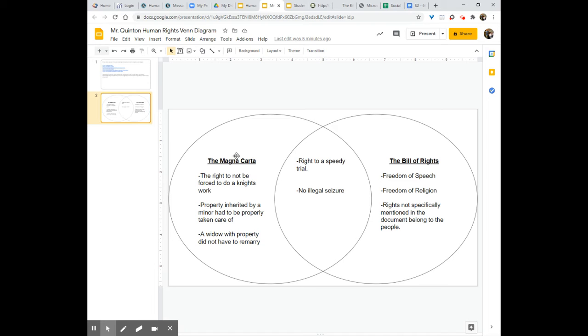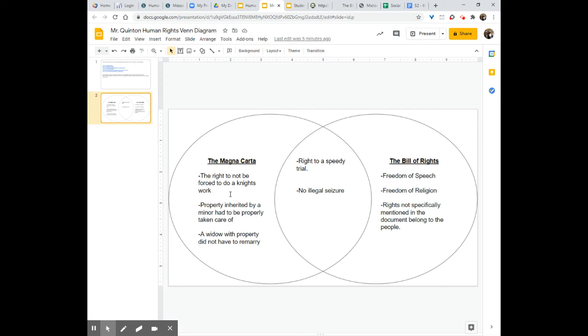And you can see here that some of the things that I found from the Magna Carta is that you have the right now to not be forced to do a knight's work. Yes, because apparently knights could make you do stuff, and they could make you do stuff to the detriment of you being able to do your own work to function. And now they can't make you do all this extra stuff.